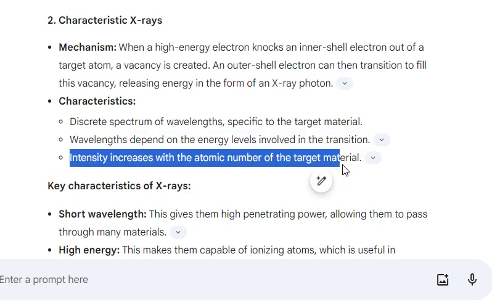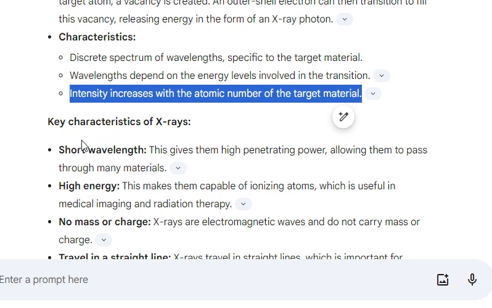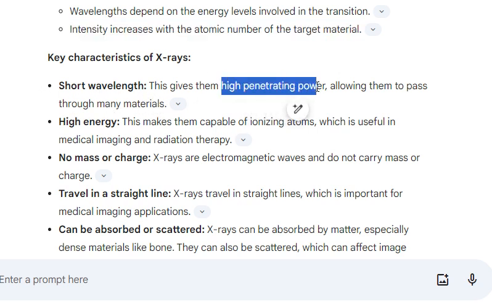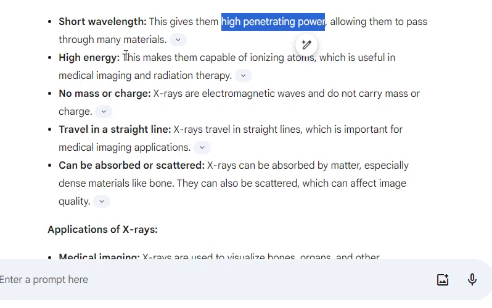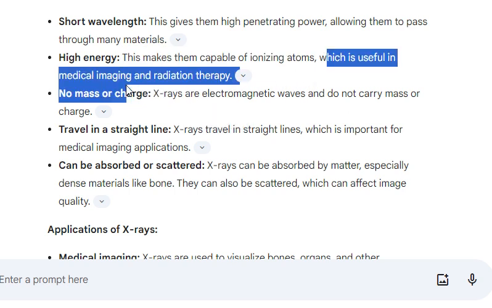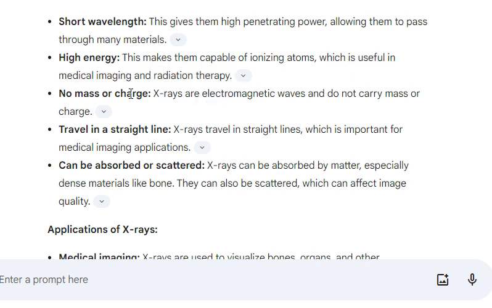Intensity increases with the atomic number of the target material. So the higher the atomic number of the target material, the higher the intensity of the X-ray is going to be. What are the general key characteristics of X-rays? Short wavelength. This gives them high penetrating power, allowing them to pass through many materials. They have high energy, which makes them capable of ionizing atoms. So they can ionize any kind of atom, and this is very useful in medical imaging and radiation therapy. This is one of the applications they have because of high energy.